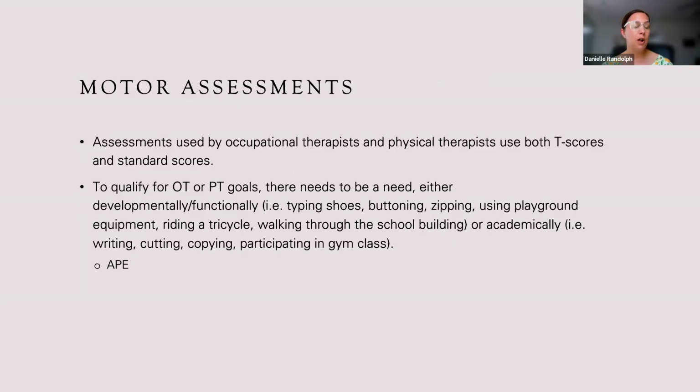Motor assessments. To qualify for OT or PT goals, there really needs to be a developmental or functional need. So a student might need help typing. I said typing shoes, I meant tying shoes, but typing is one thing too. I must have meshed those two together in my brain. But typing or tying shoes, buttoning, zipping, using playground equipment. So being able to navigate an uneven surface on the playground, being able to climb those big toys, those big pieces of playground equipment. Those are things that a PT is going to look at.